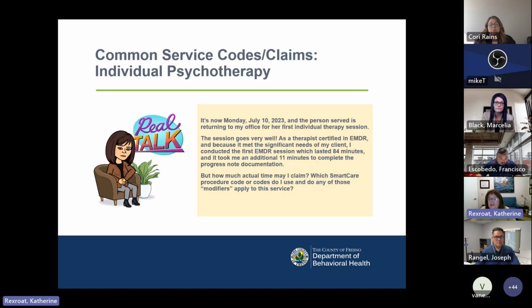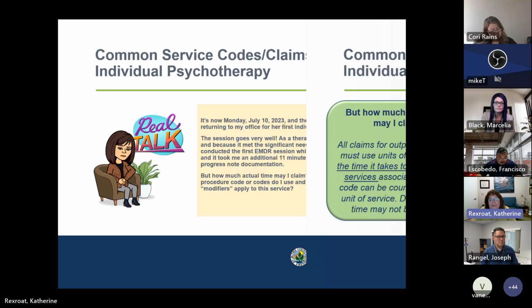But again, how much actual time may I claim, and which SmartCare procedure code or codes do I use, and do any of those modifiers apply to this service?